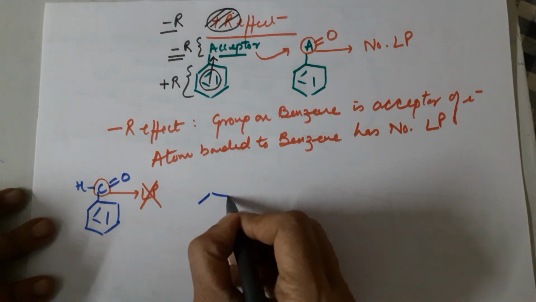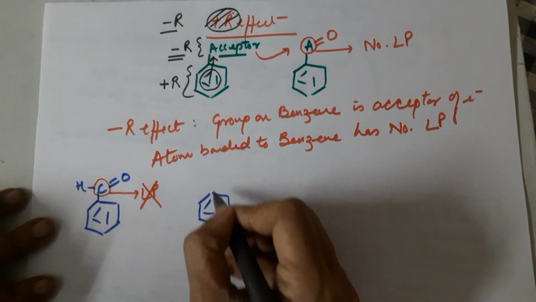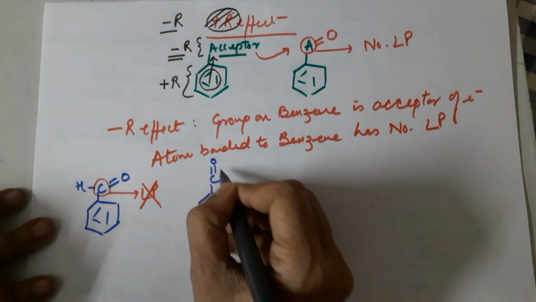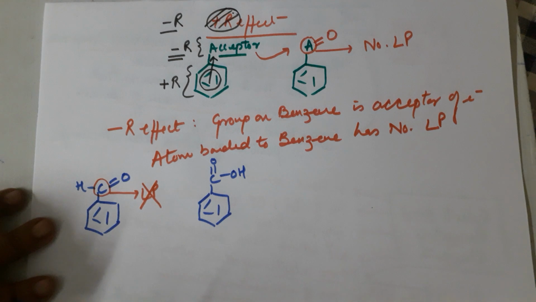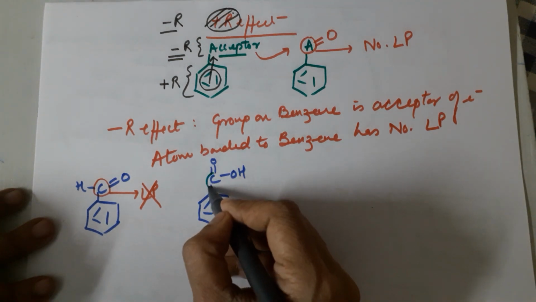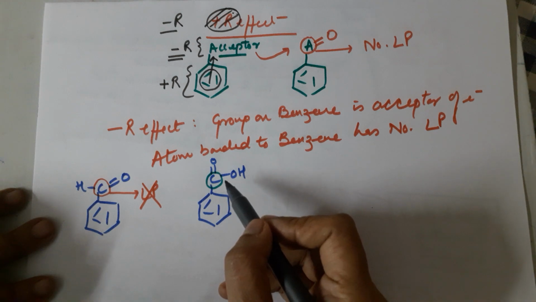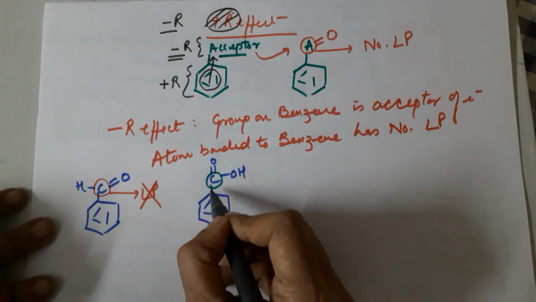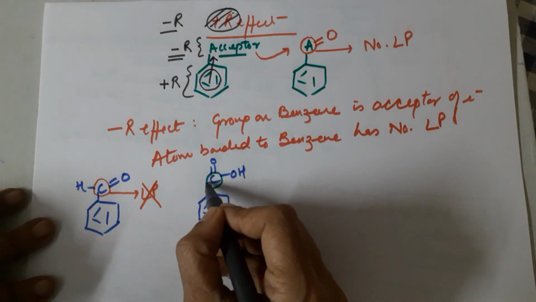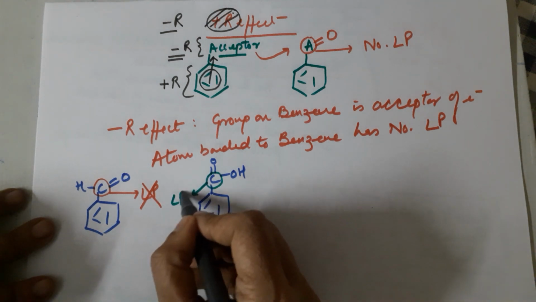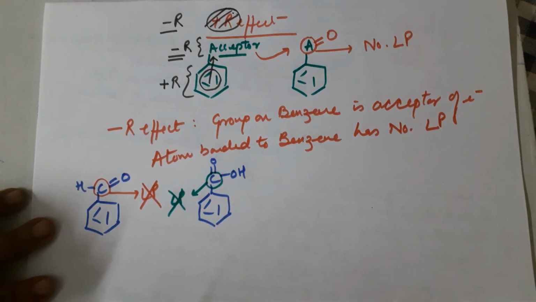The second example is benzoic acid, COOH. Have a look, the atom attached to benzene is this carbon. Does carbon have any lone pairs? No, because carbon has only 4 electrons in the outermost shell and all the 4 are used up in bond formation. So this also has no lone pair.